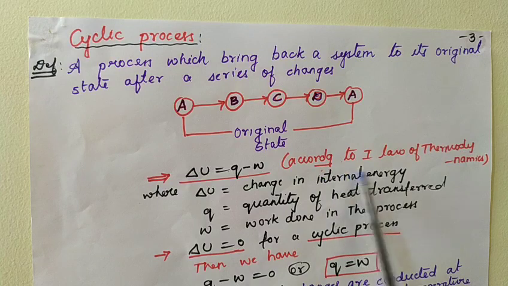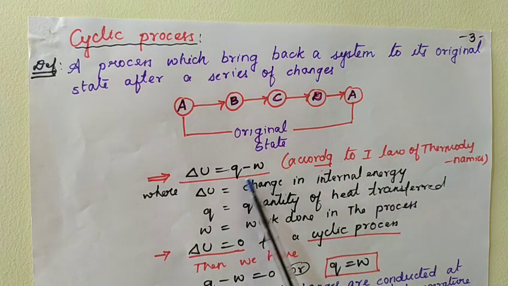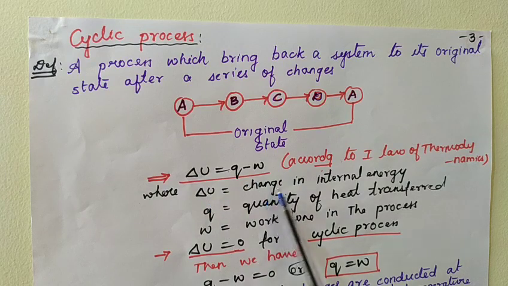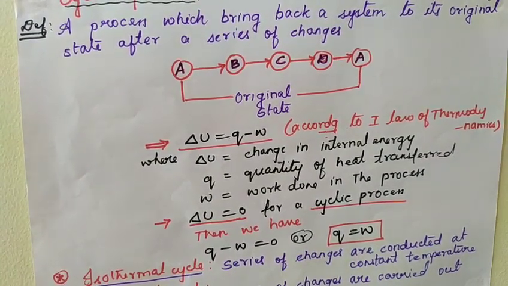Now we know, according to the first law of thermodynamics, that delta U is equal to Q minus W. Delta U is the change in internal energy, U stands for internal energy, Q is the quantity of heat transferred and W is the work done in the process. Since delta U is 0 in case of a cyclic process, we have Q minus W equal to 0, so Q is equal to W.